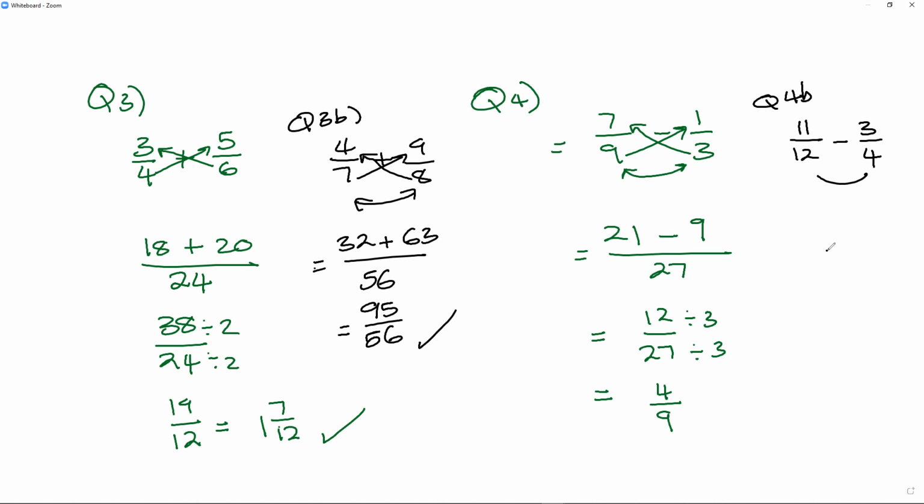12 times 4 is 48. And then 4 times 11 is 44. 12 times 3 is 36. Minusing those two gets you 44 minus 36, that's 8 over 48, right? Because 36 plus 8 is 44. And now I can divide the top and the bottom by 8. That comes to 1 over 6. Final answer for question 4b, 1 over 6.